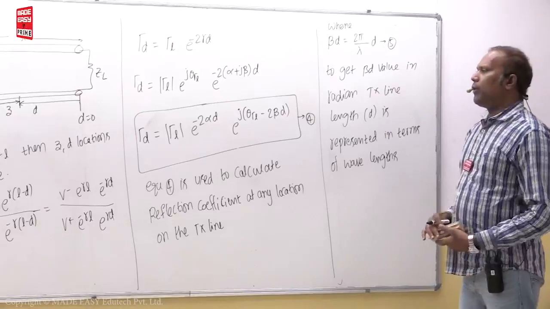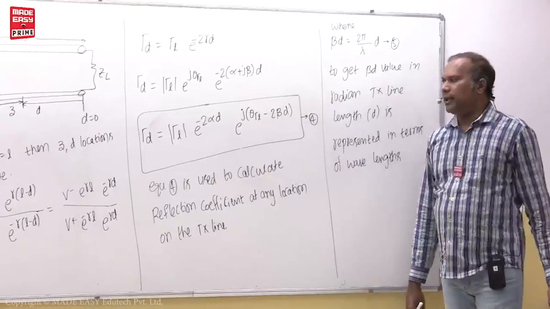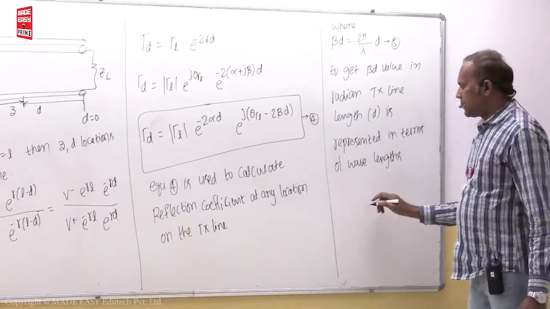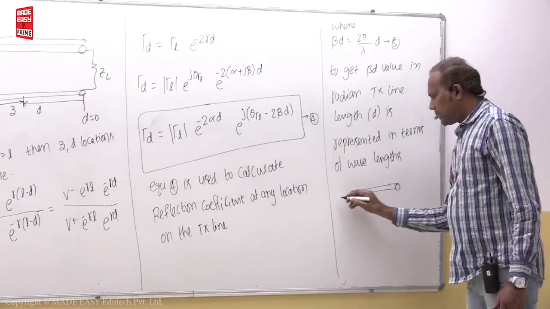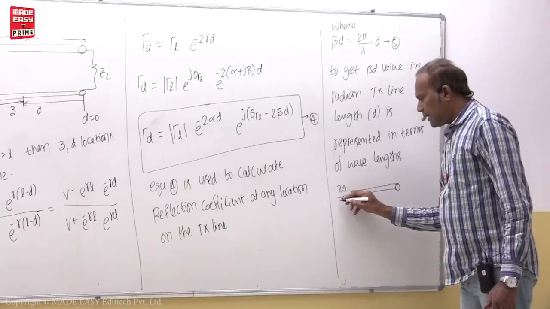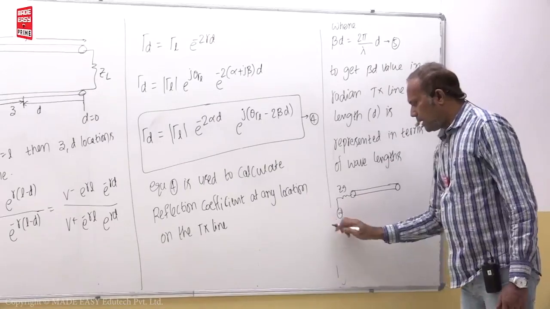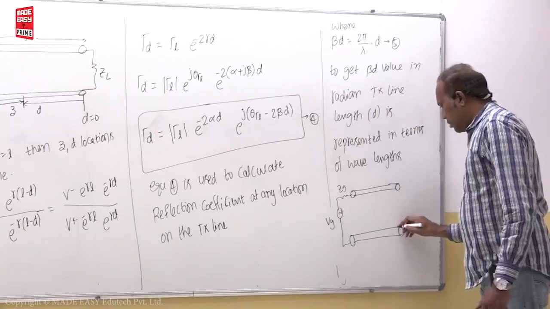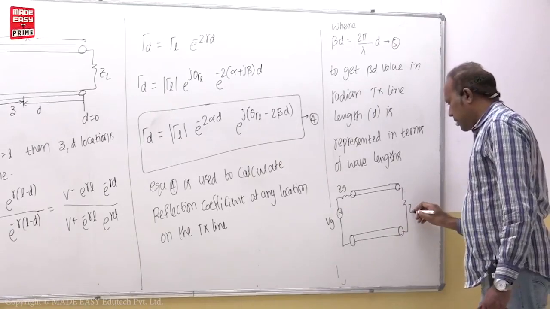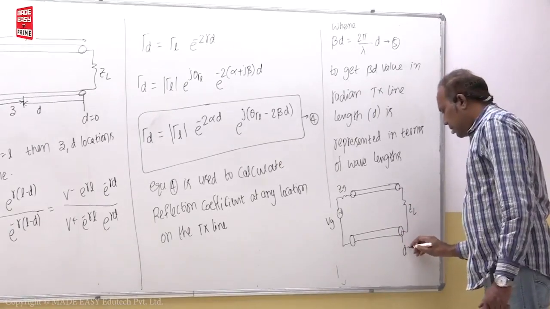Now we found the reflection coefficient on the transmission line at d distance. The meaning of this is, there is one transmission line like this. This is ZG and this is VG, let us say, and this one is the load, ZL, and this is d equal to 0.